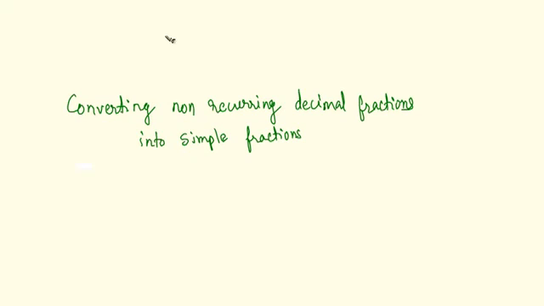Given a number with a decimal point like 0.25, how do you convert this number into a simple fraction, which is 1 by 4 in this case? That's what we are going to do in this video. Keep in mind that simple fractions are numbers in the form of a by b, that is numerator upon denominator. Also note that simple fractions are also known as vulgar fractions.